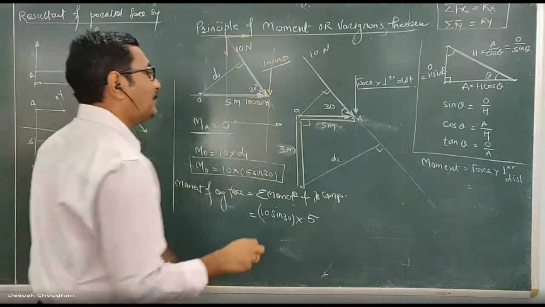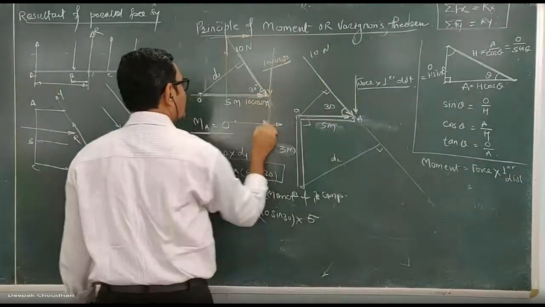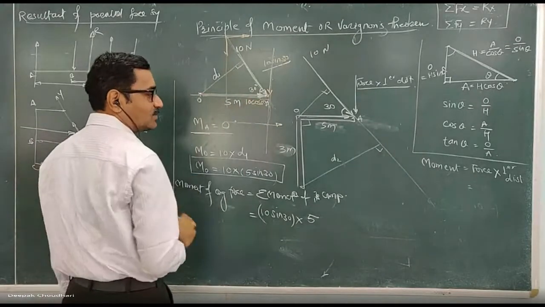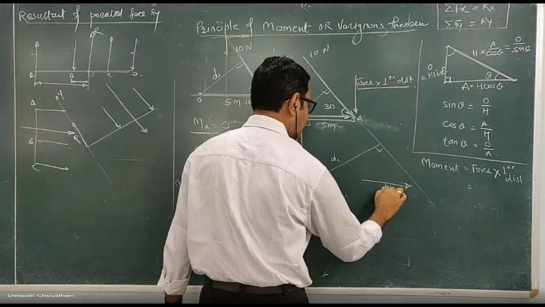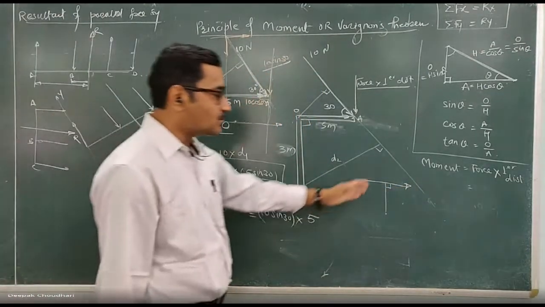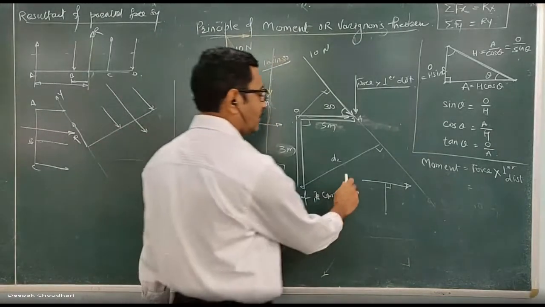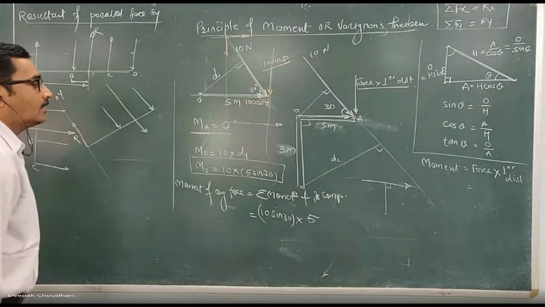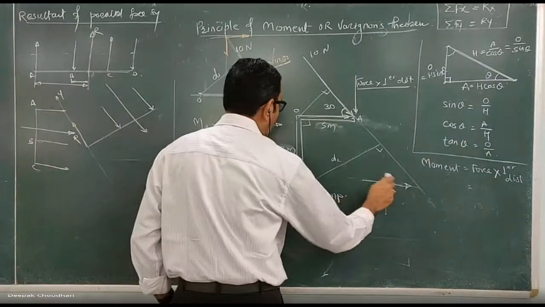So that perpendicular distance is the distance of the line of action of the force from the moment center. For a vertical force, normally the perpendicular distance is horizontal, and for a horizontal force, the perpendicular distance is vertical. You have to drop the perpendicular on the line of action of that force to get the perpendicular distance. It is the shortest distance of the line of action of the force from the moment center. This is when the force is horizontal or vertical.